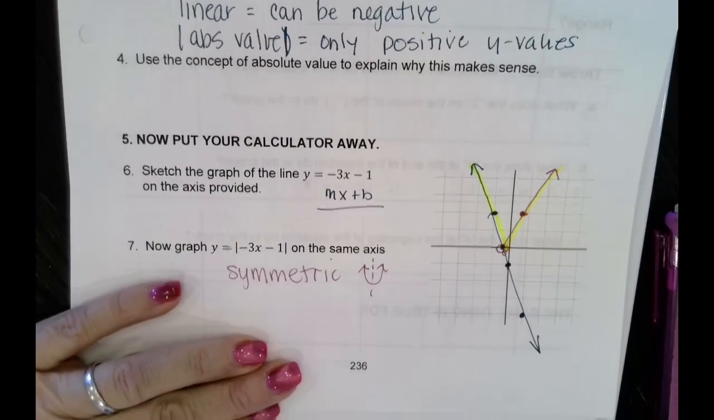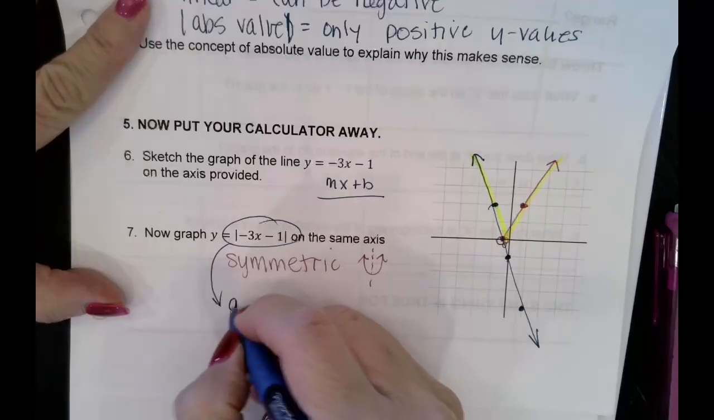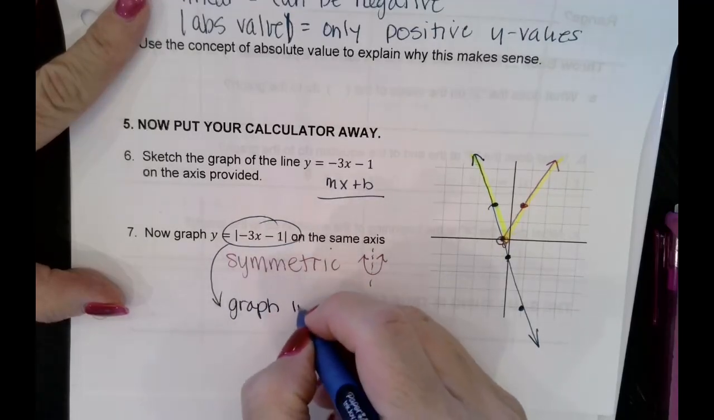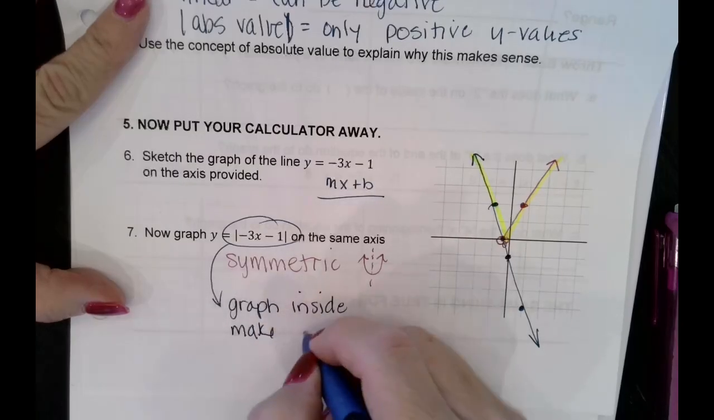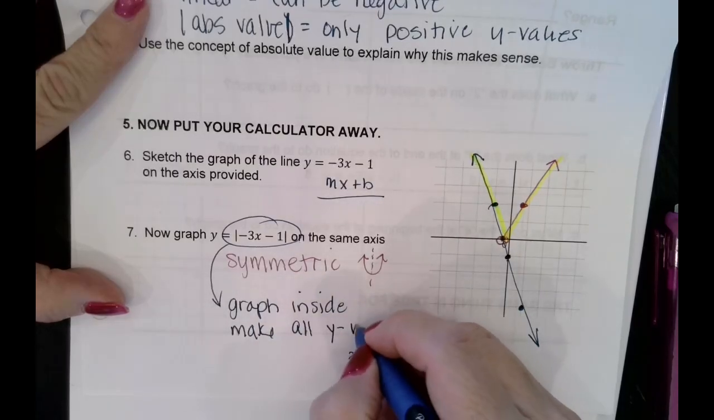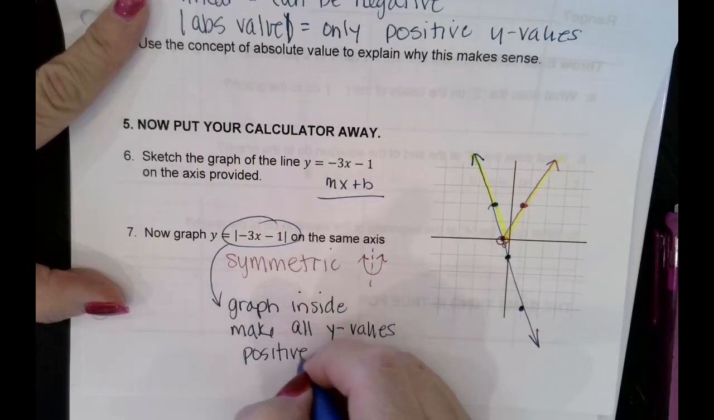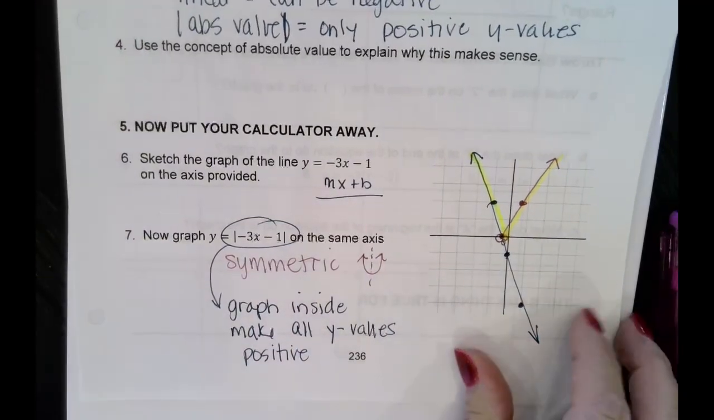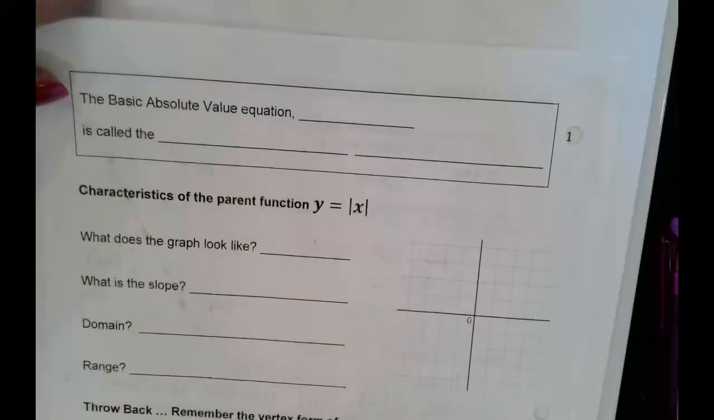So how do we do this? We're going to graph the inside and then make all y values positive. Okay, let's flip it over.